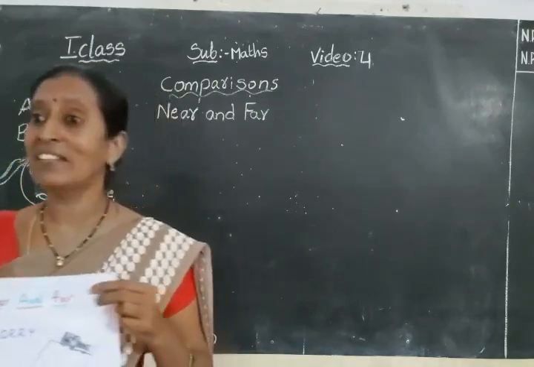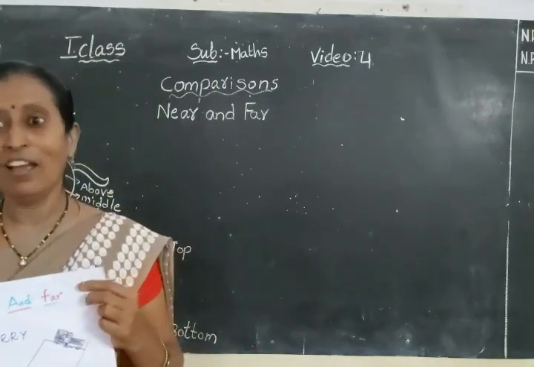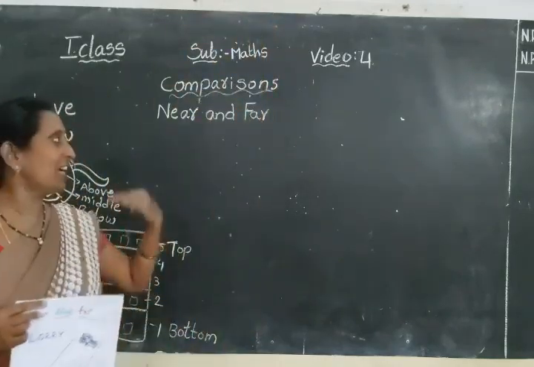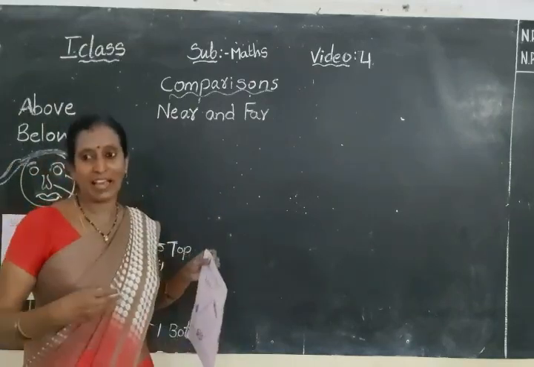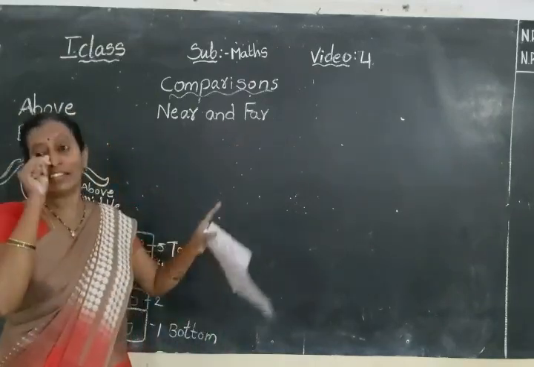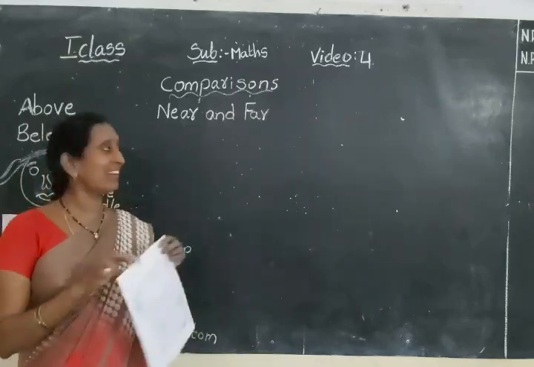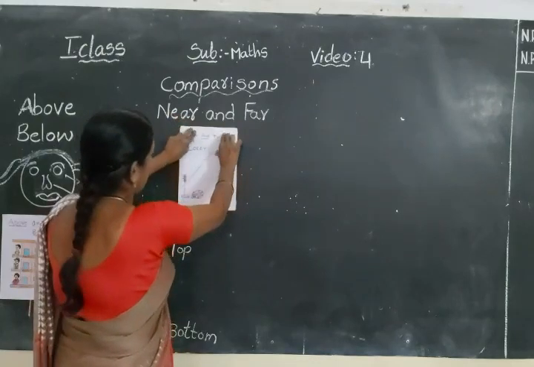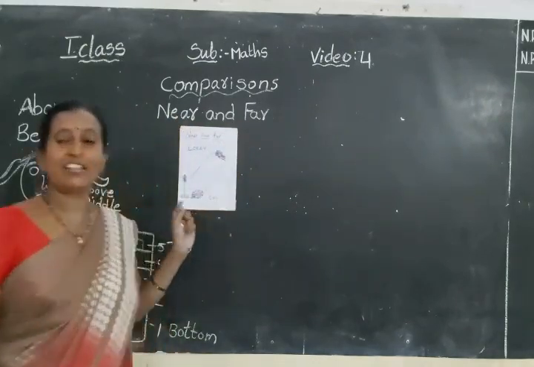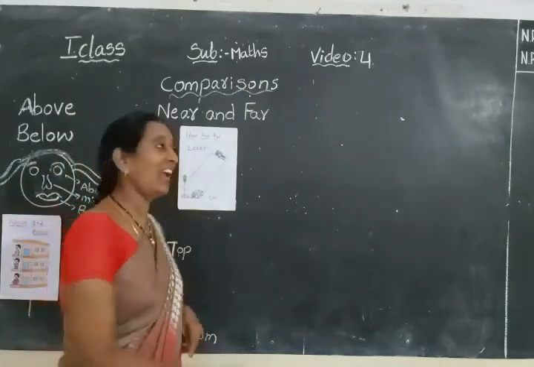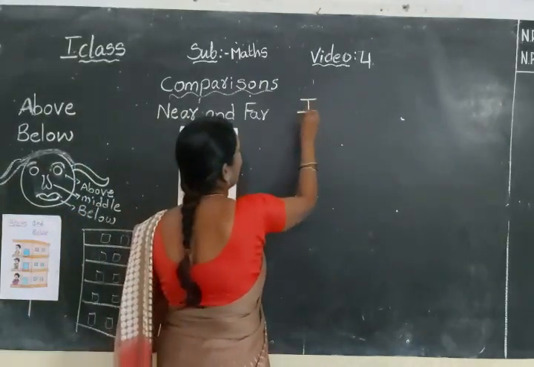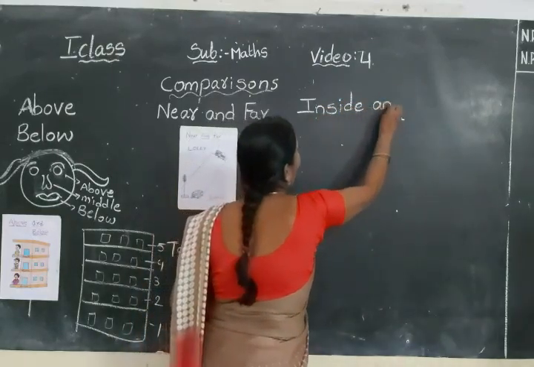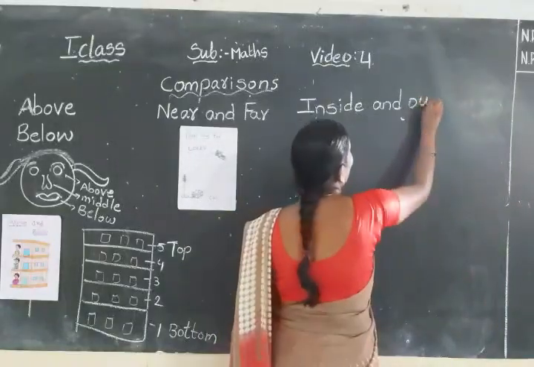Children, where are the stars? The stars are nearby us, no? No, the stars are very far away from us. Near means the next by. And far means it takes a long distance. That is near and far. Next one, we are going to inside and outside.